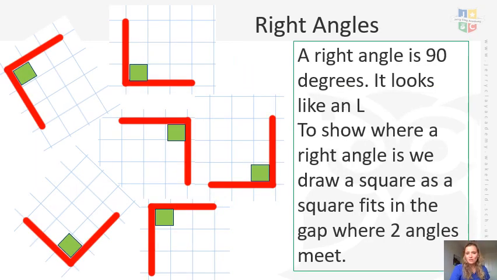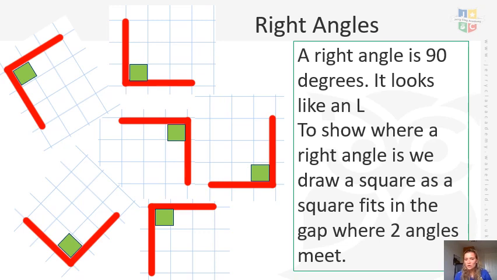Now, we might also have come across something called a right angle. A right angle is 90 degrees, which we touched on when we were looking at a quarter turn, because that was 90 degrees. It looks like an L. As you can see, these examples all look like L's. It doesn't matter which way round it is, upside down, back to front, at a different angle, as long as they all show an L, it is a right angle.